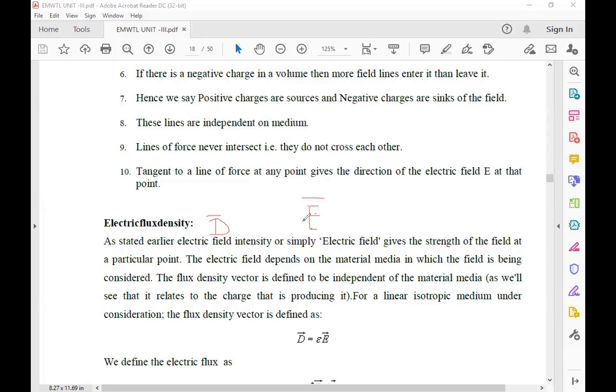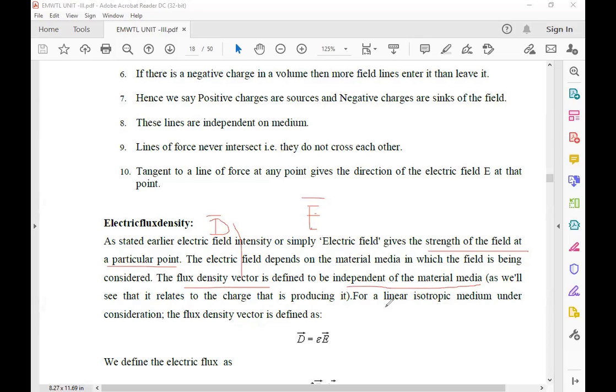Okay, now what is the relation between electric flux density and electric field intensity? Electric field intensity, or electric field, gives the strength of the field at a particular point. The electric field depends on the material medium in which the field is being considered. The flux density vector, nothing but D bar, is defined to be independent of the material medium.